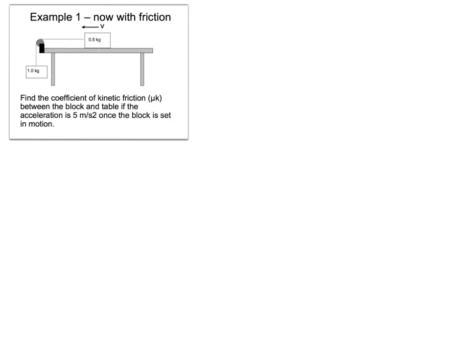All right, here's our first example. Find the coefficient of kinetic friction, mu k, between the block and the table if the acceleration is 5 meters per second squared once the block is set in motion. Remember I told you to think about what you need to know just before you can answer this question? So if I'm looking for mu k, I'm obviously going to use the equation force of friction equals mu k times the normal force, which means right before I can have mu k, I have to know the normal force and friction.